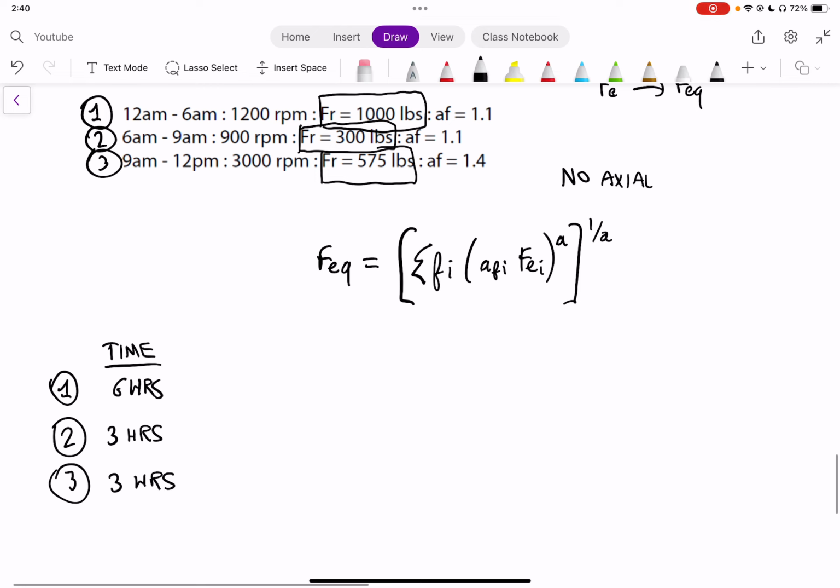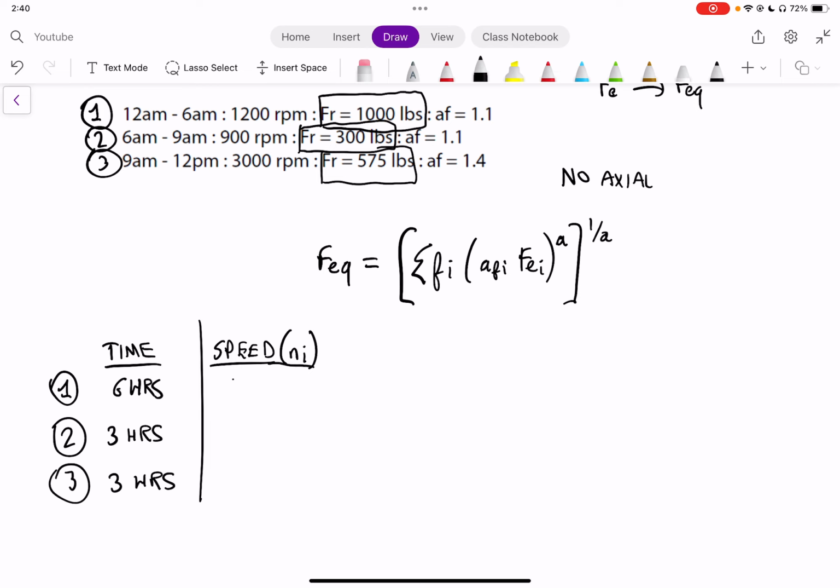So we're writing the overall time of the bearing operation. Now, the time is great in terms of hours, but it's not in terms of revolutions. So we also need to know the RPM. So we're going to write the speed as well during that time, the rotational speed, and we're going to call this n sub i. So the speed is n sub i.